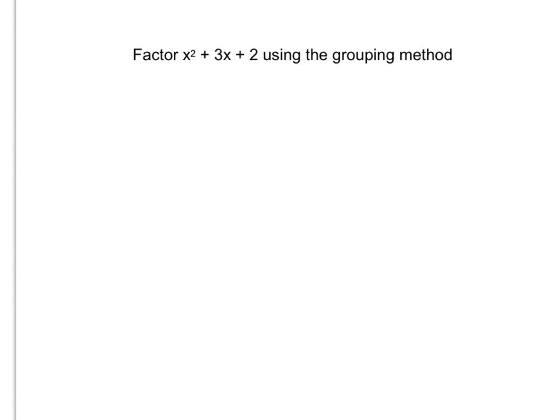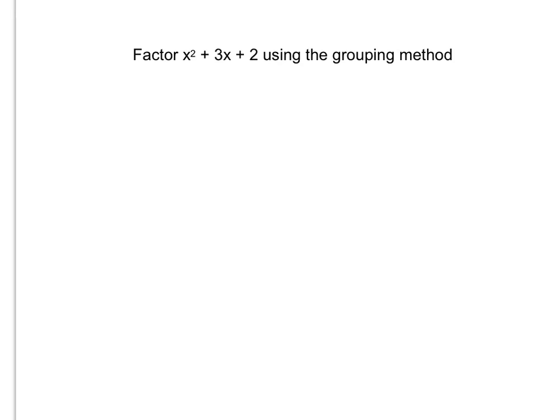This one says to factor x squared plus 3x plus 2 using the grouping method. The first method we're going to show you is grouping. The second one we're going to show you is the box method. You can use whichever one you want. I just want you to make sure that you know both methods and use the one that works the best for you. So we'll do this one by grouping.